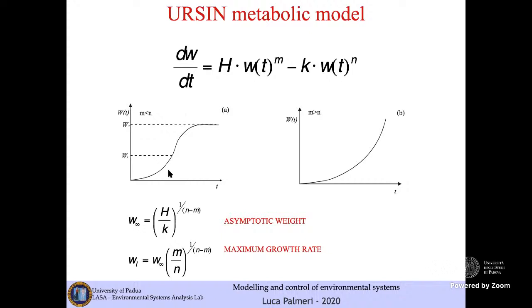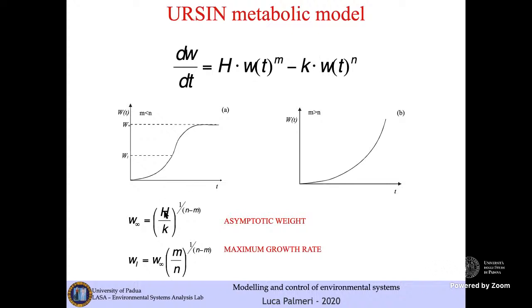And then if time increases, in the case m smaller than n, you end up with an asymptotic weight at infinity, an asymptotic weight that represents the carrying capacity of the system. The asymptotic weight may be calculated on the basis of the two constants, H and K, while the inflection point is calculated on the basis of the asymptotic weight and on the relative difference of the exponents of these two contributions, the positive and the negative contribution.